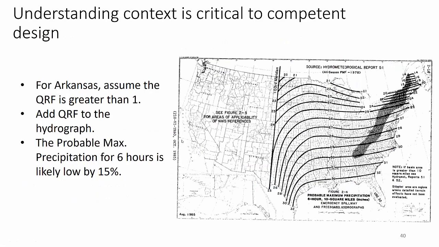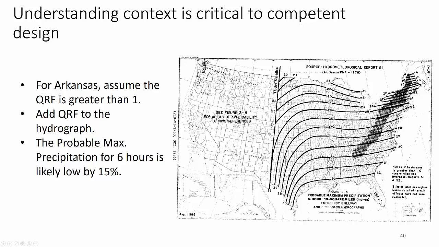For Arkansas, assume that the QRF is greater than 1 because we have a karst environment. You add QRF to the hydrograph. The probable maximum potential precipitation for 6 hours is likely low by 15%. So we look at these probable maximum 6-hour, 10 square mile rainfalls.